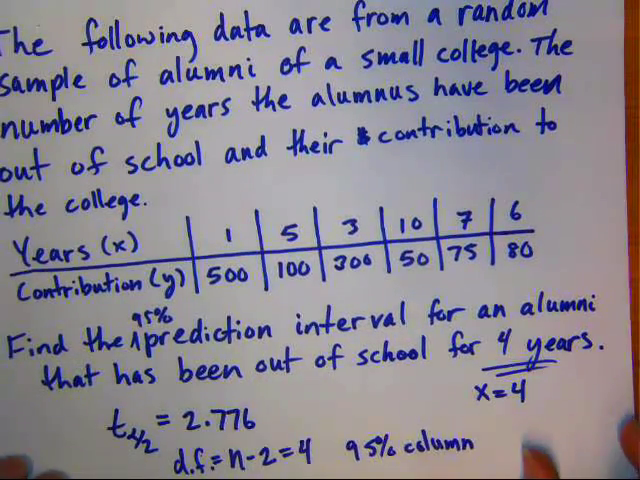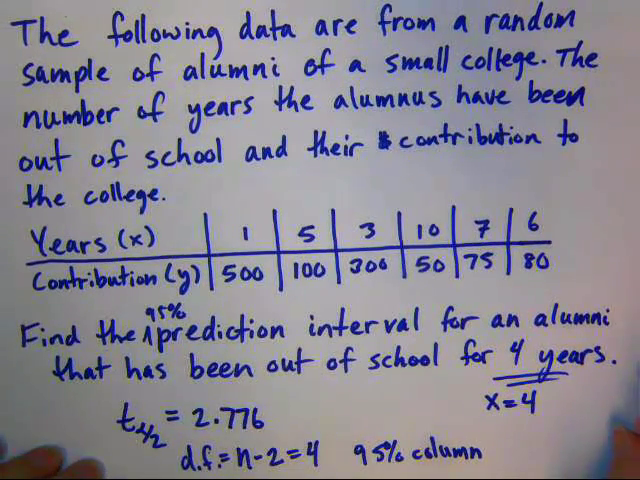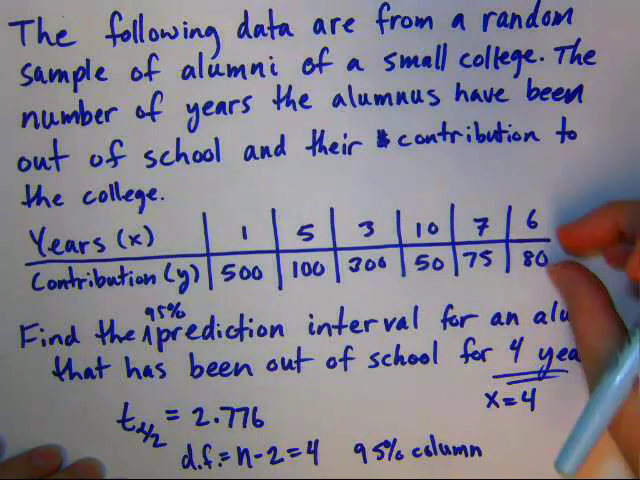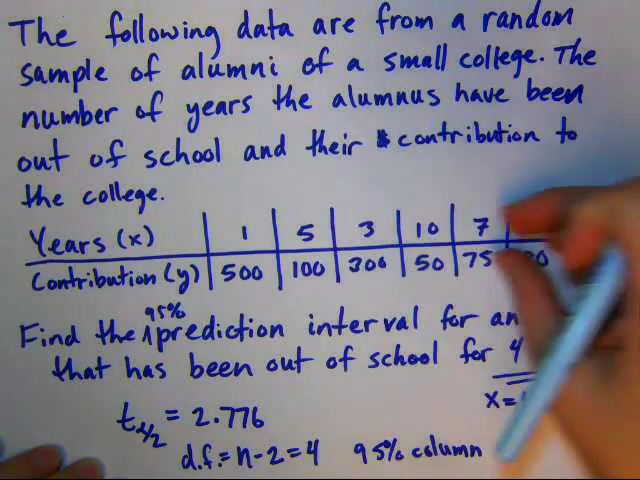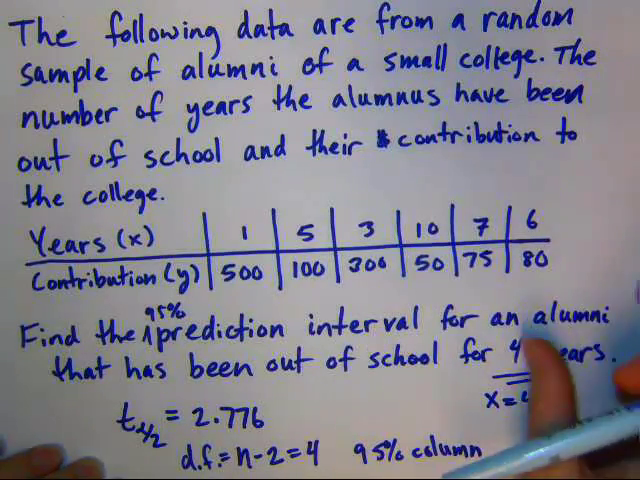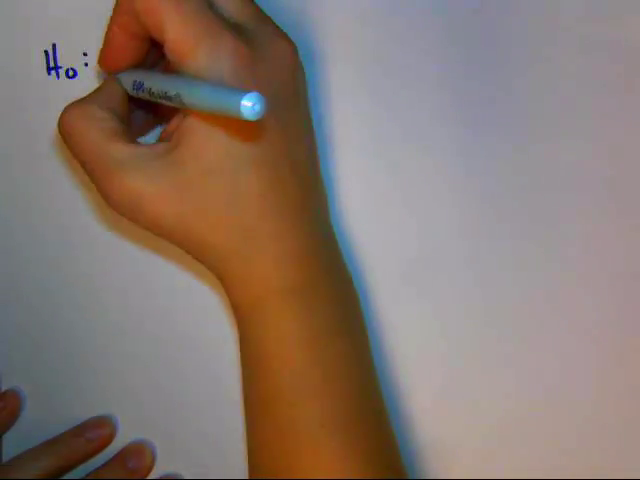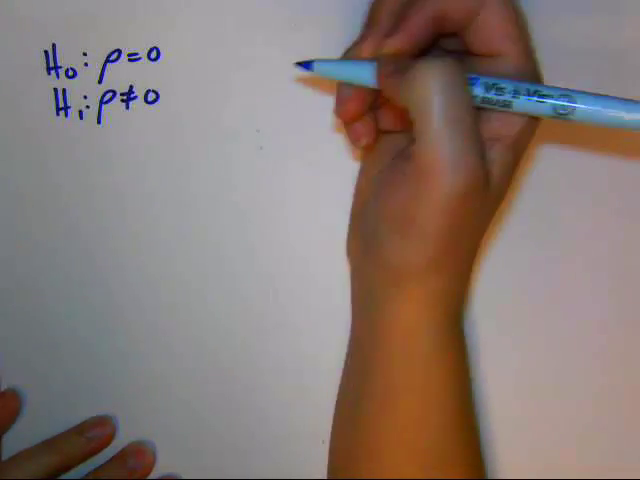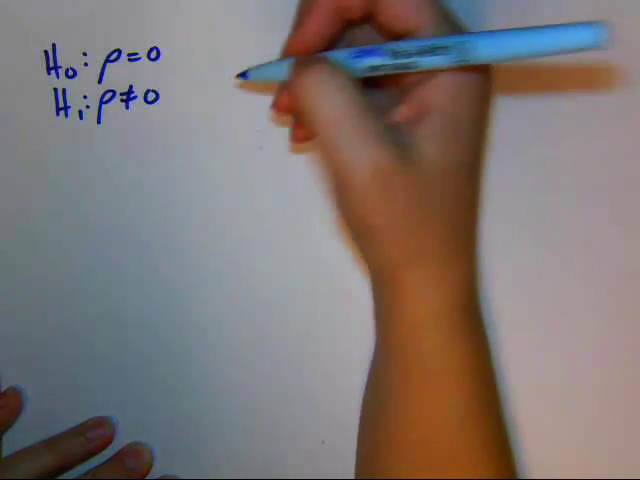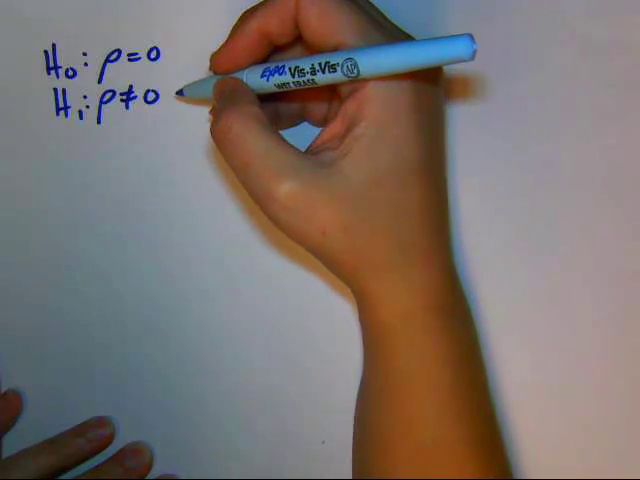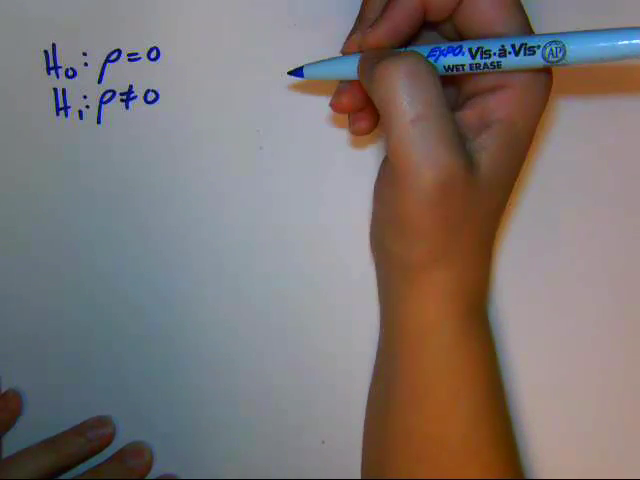Now the formula itself is quite long, so let's first start with some stuff we'll need. One of the first things you should always do is check to make sure that this is a valid regression, meaning that if we were to do a hypothesis test for the correlation, rho equals 0, rho not equal to 0, we're going to want to reject H naught. When you reject H naught, you show the correlation is not equal to 0. That means there is a significant relationship between years and contribution dollars.